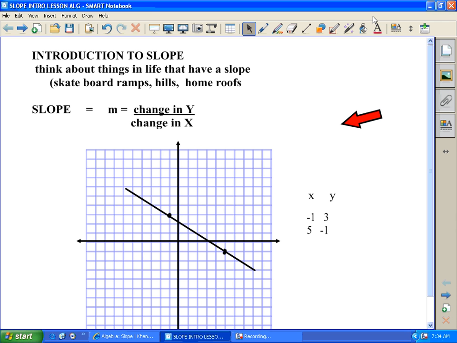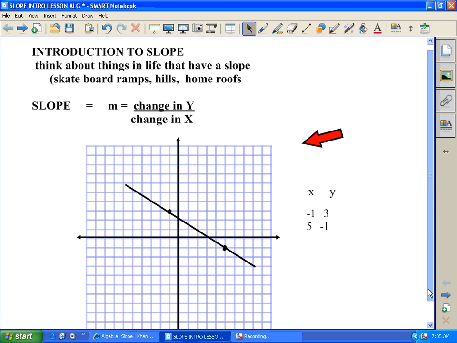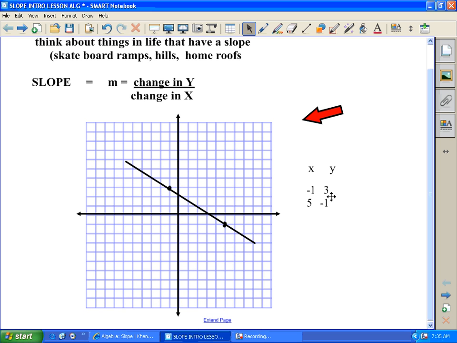And I put a couple of points up here so we can see how we calculate the slope. One of the points is negative 1, 3. Well, the negative 1, 3 is back 1 and then up 3. So there's negative 1, 3. This is 5, negative 1. 1, 2, 3, 4, 5, and down 1. There's our 5, negative 1. Well, we just talked about how we calculate slope. It's going to be the change in these y numbers over the change in these x numbers. Okay, so let's go to the next page and we'll actually calculate that.